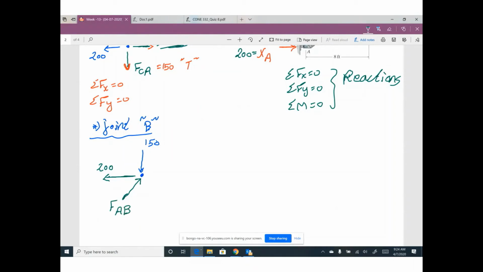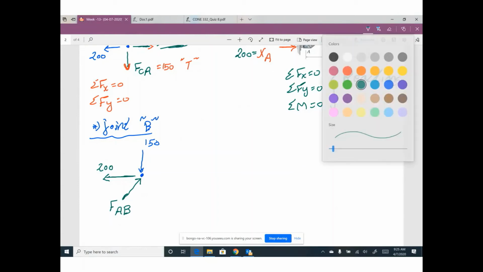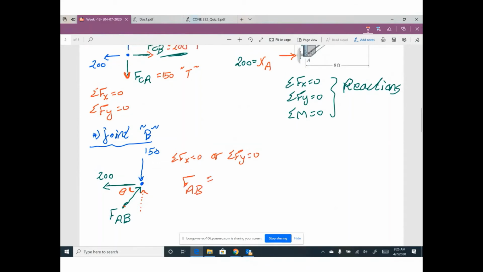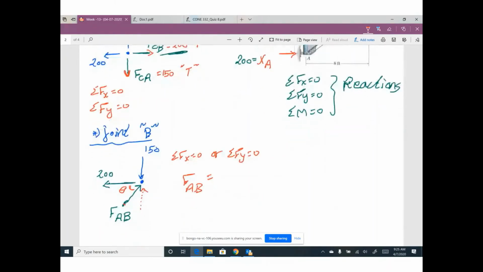FAB. Why does that make sense for you? Because we have 150 coming down, so I think the vertical component of this force must go up. If you assume this angle theta, and apply summation F of x equals 0 or summation F of y equals 0, I can figure out the value of force FAB. It will be, I think, 250. Compression, because this assumption is compression.